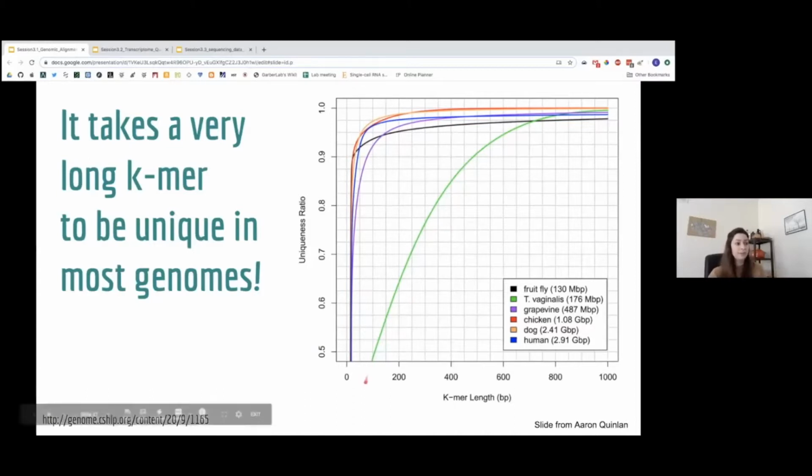For example, this parasite Trichomonas, you can see that it follows a completely different pattern than all the other genomes shown here, where it would take a word of 800 bases to make all of them unique mapping positions to their genome. So that's how repetitive it is compared to the human genome. And it's actually a very small genome too. So that's really curious.